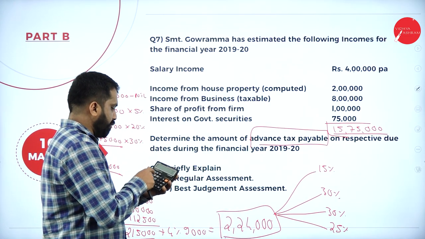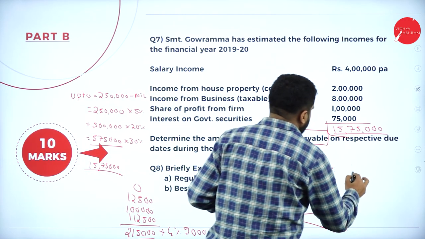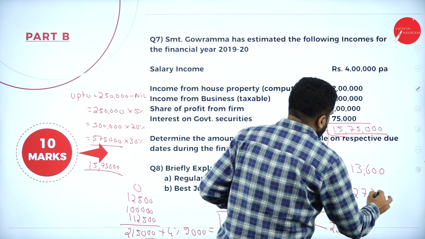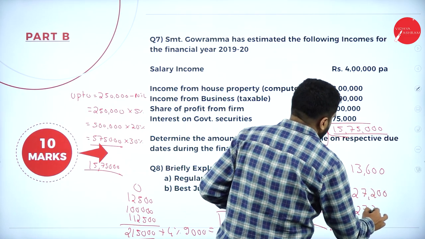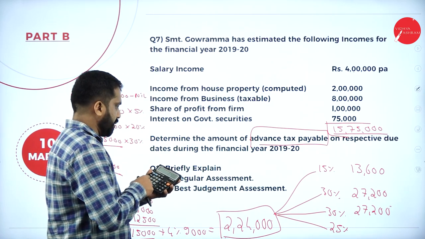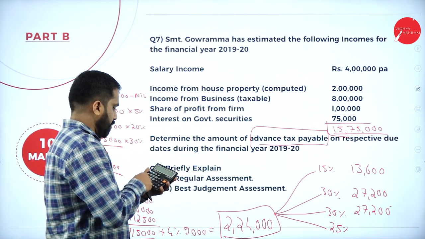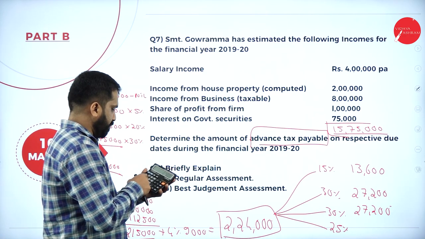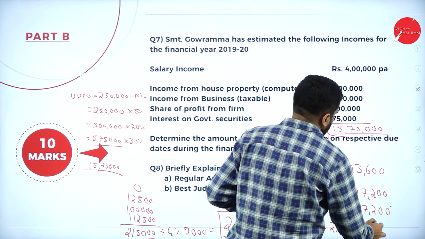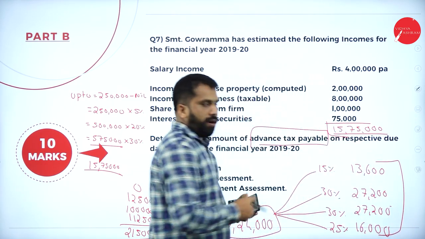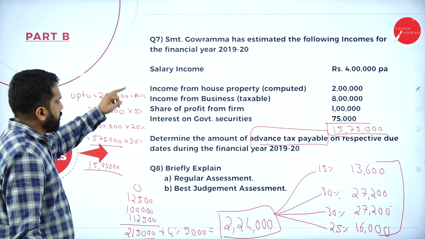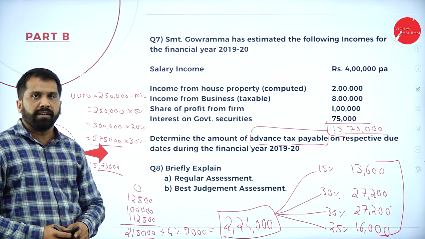2,24,000 into 15%, I got 13,600. It will be 27,200. 2,24,000 into 25%, I got 16,000. Hope you are clear with all this concept. Clear? So these are the things you are supposed to do for advance tax.